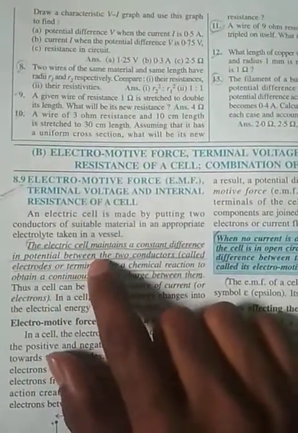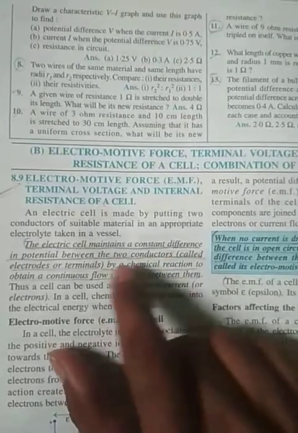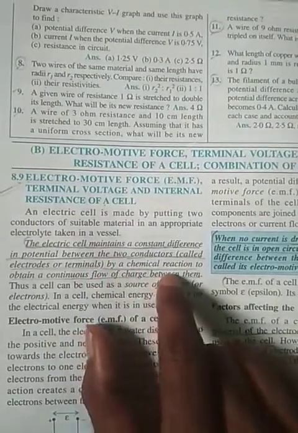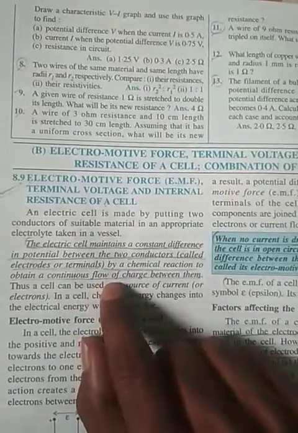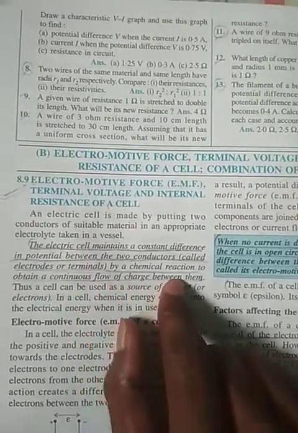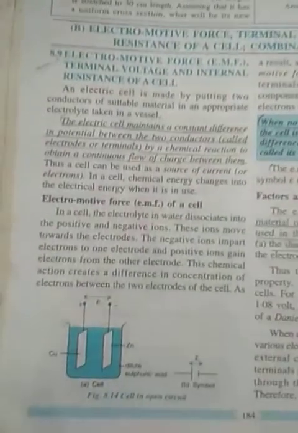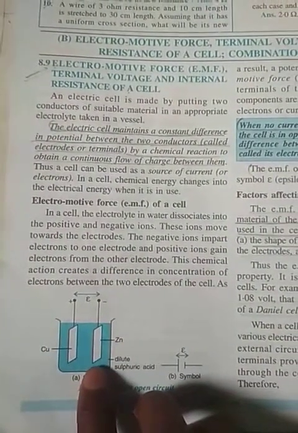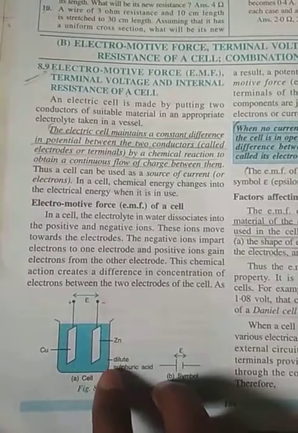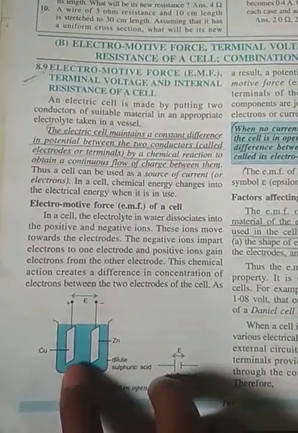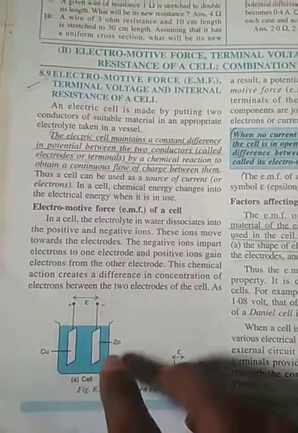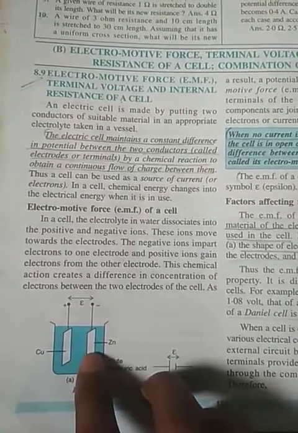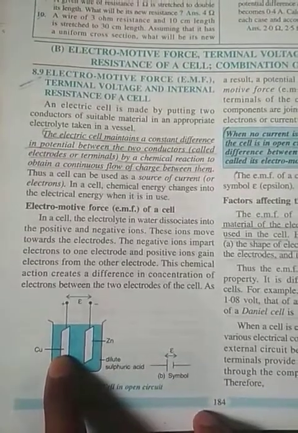Here the electric cell maintains a constant potential difference between the two conductors by a chemical reaction, to obtain a continuous flow of charge between them. What does it say? It is an electric cell. Here is a dilute electrolyte, that means sulfuric acid mixed with water. This is known as electrolyte. And there are two electrodes, one is zinc, one is copper.